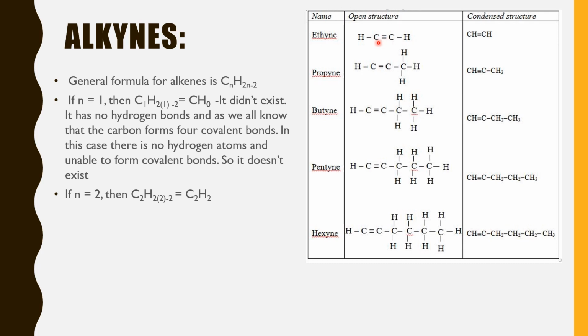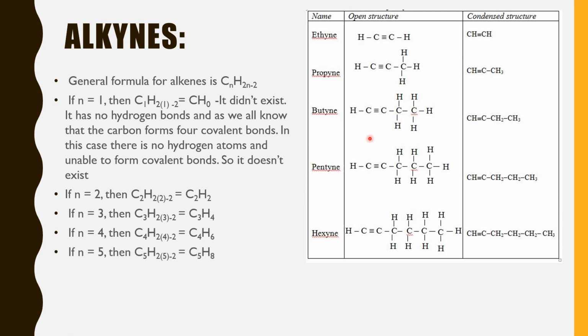This is the structure of ethyne. And then if we put n equal to 3, it gives C3H4, propyne. This is the structure of propyne. And n equal to 4 is C4H6, that is butyne. This is the structure of butyne. And n equal to 5, it's pentyne. This is the structure of pentyne. And n equal to 6, C6H10, that is hexyne. This is the structure of hexyne.